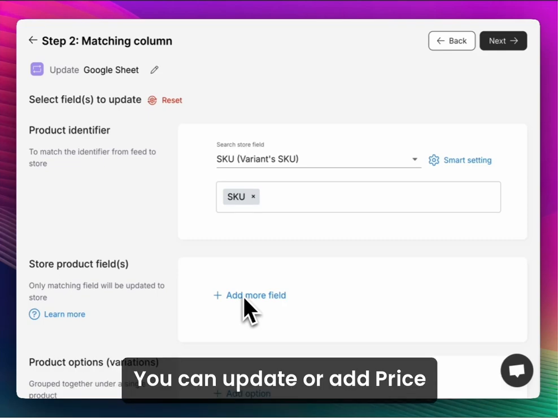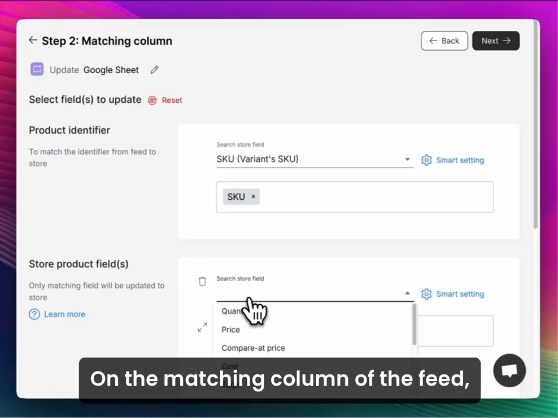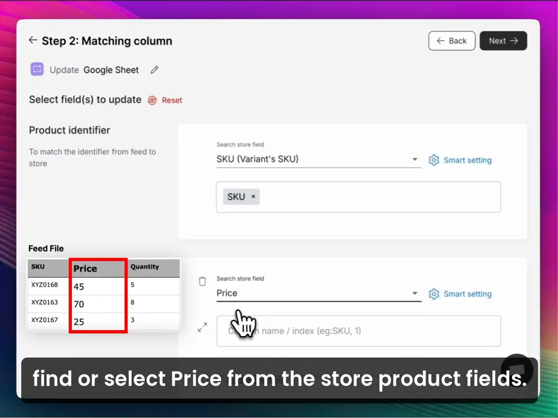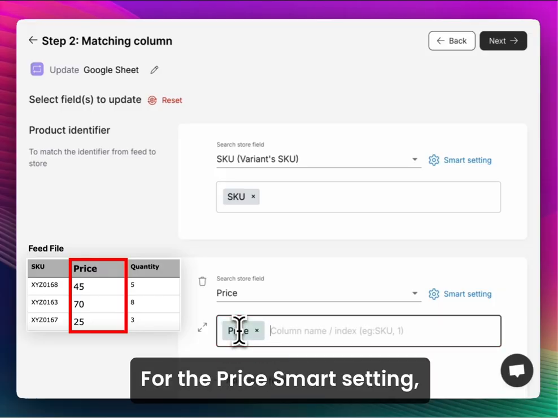You can update or add price to products with the matching column. On the matching column of the feed, find or select price from the store product fields. Enter the column name or index for mapping.